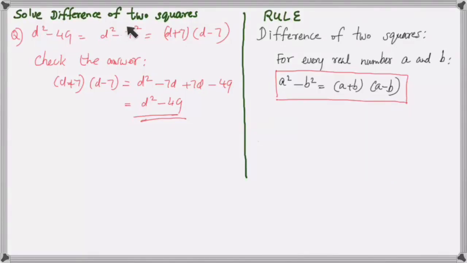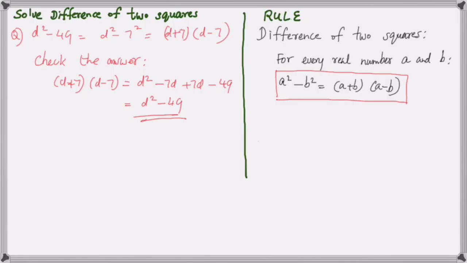Solve the difference of two squares. Okay, so look at the question. d square minus 49. d square minus 49 can be written as d square minus 7 square, because 49 is 7 square, right? And how do you solve this?